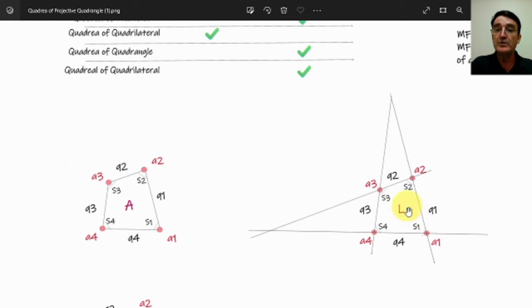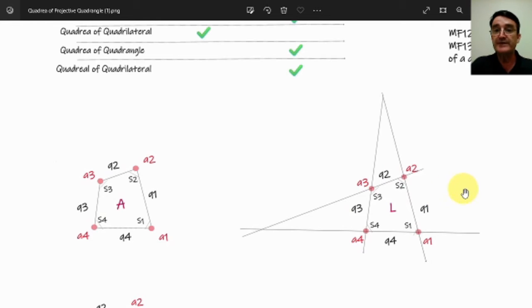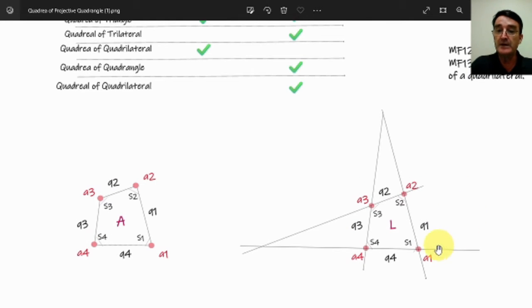And over here, we have the dual notion of a projective quadrilateral, consisting of the same 4 points, but we have these lines. The quadrilateral has the lines A1A2, A2A3, A3A4, and A4A1, and this projectively invariant quantity is called L. It's the quadreal of the projective quadrilateral.